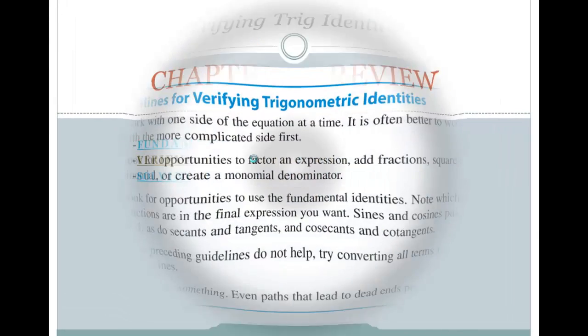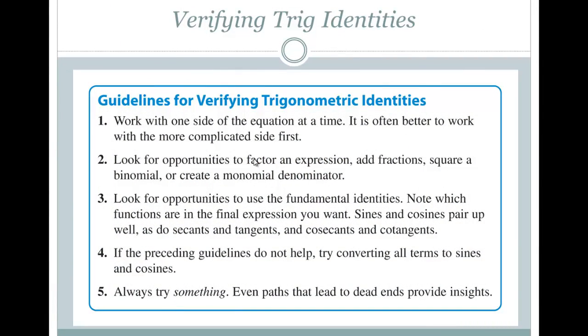Let's talk about some strategies to verify these identities. First, I would say work with one side of the equation, and start with the more complicated side. You want to take the more complicated side and reduce it down to whatever is on the other side of the equation. It's a lot easier to go from something complicated to something more simple than going from something simple and trying to expand it and make it more complicated. So always start with the more complicated side.